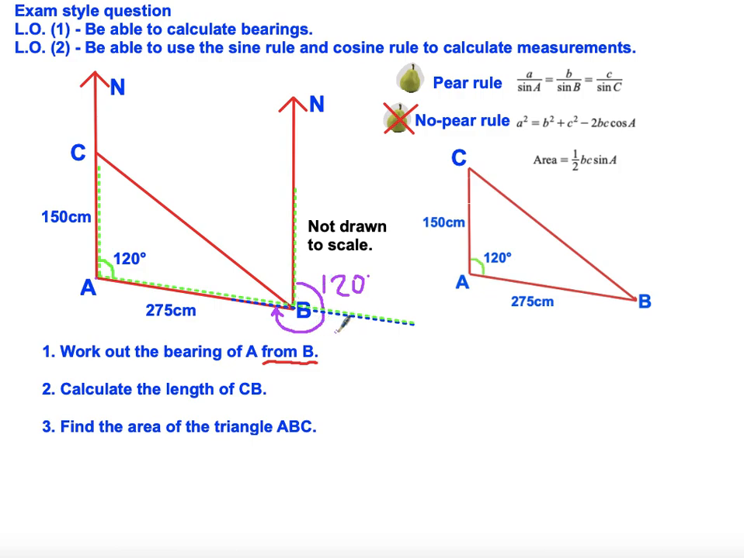And the other part of the turn is a straight line, so that's going to be 180 degrees. And all we need to do to calculate the bearing is add these two angles together, and basically the bearing of A from B is going to be 300 degrees.